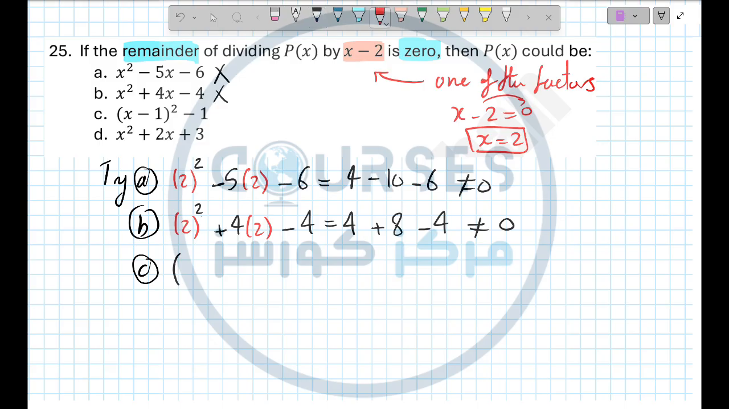It's going to be 2 minus 1 squared minus 1. 2 minus 1 is 1. 1 squared is 1. 1 minus 1 equals 0. So yes, it is C. This is one of the applications of the remainder theorem that you studied in pre-calculus in grade 11 or 12, depending on what school you're in.